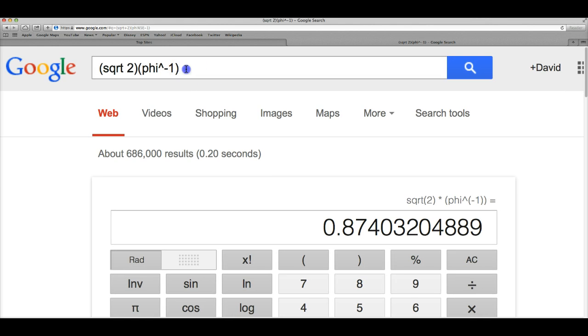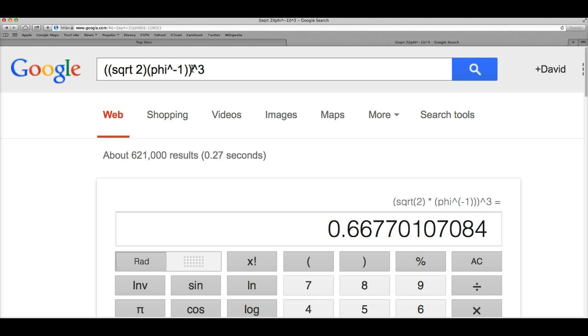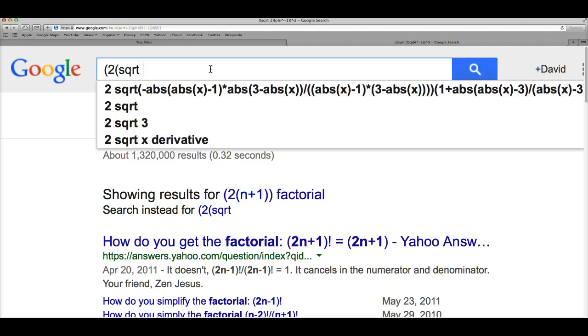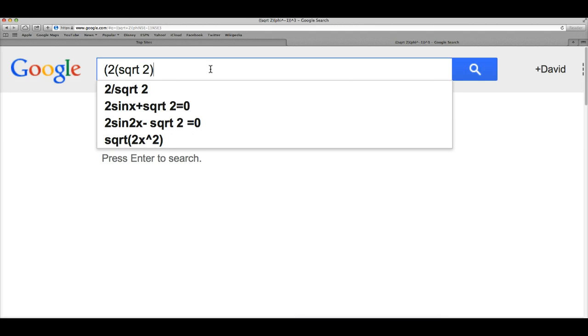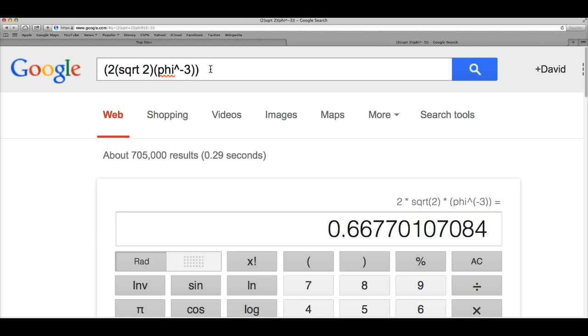Now, since we have done that, the volume change is going to be to the third power, and we will get an answer, 0.667701. So this can also be written as 2 times square root 2 times phi to the negative 3, there's your 0.667701. Okay, so now that's the amount we're changing the E module to.